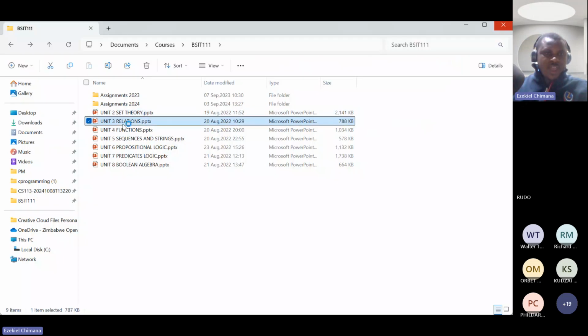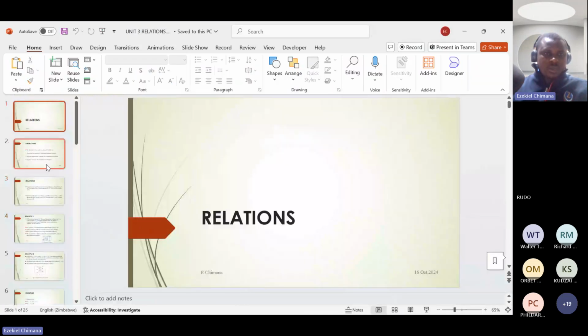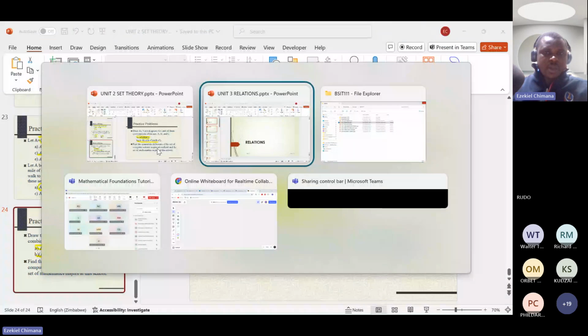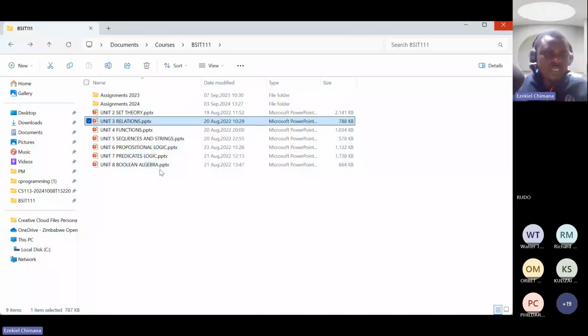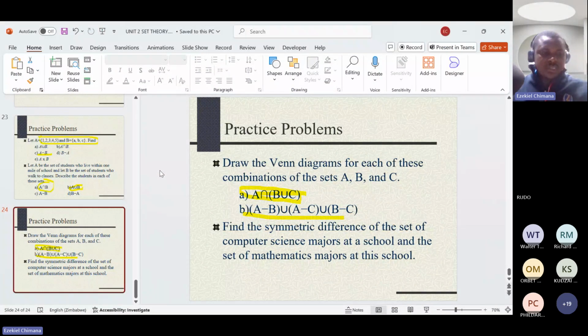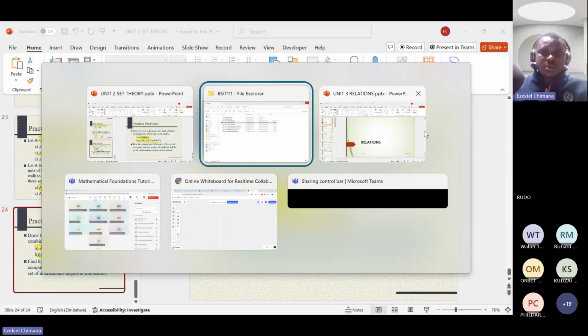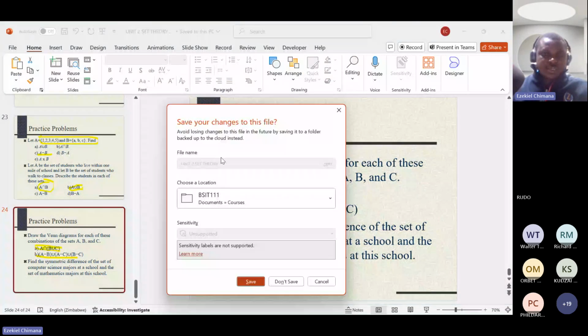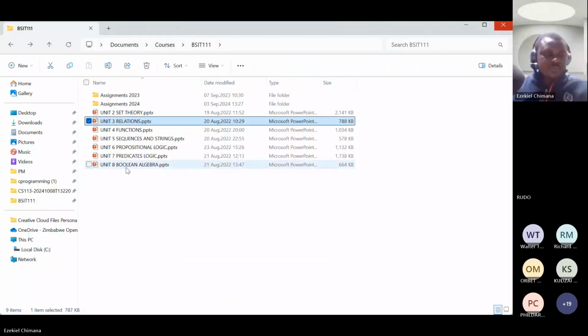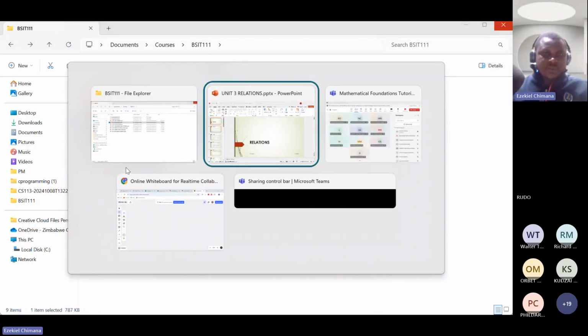I don't know if I have questions before looking at our unit 3, which is relations. Want to look at relations. Okay, so let's look at relations.